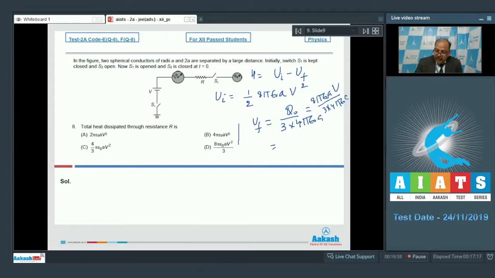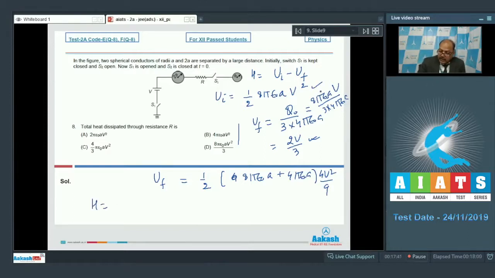The final potential of both the spheres becomes 2V by 3. So Uf will be half of the capacitance of the first capacitor, which is 8 pi epsilon naught A, plus the second capacitance, which is 4 pi epsilon naught A, into square of potential, which is 4V square by 9. And we use these two equations and also this equation.